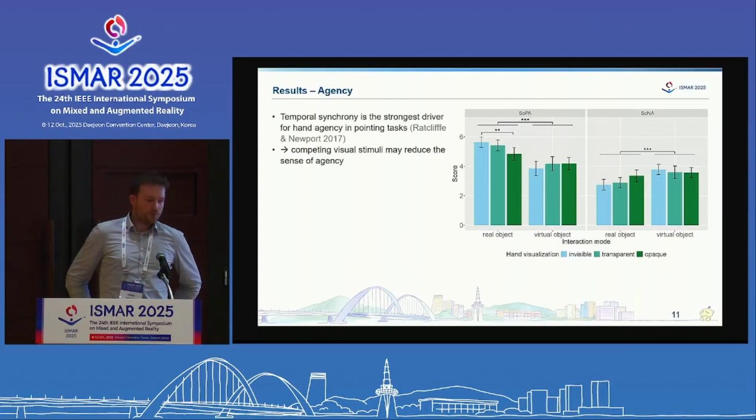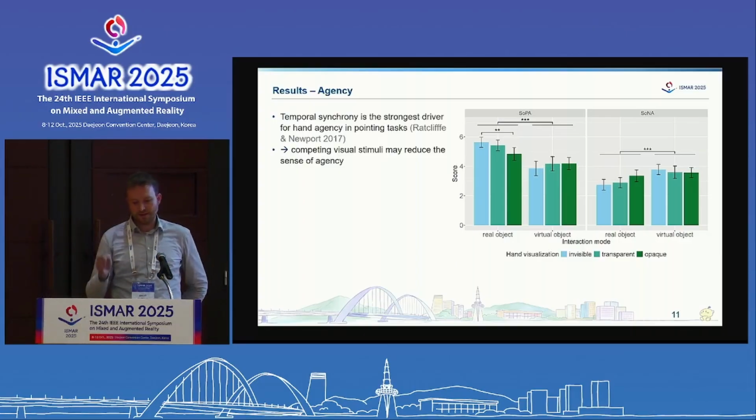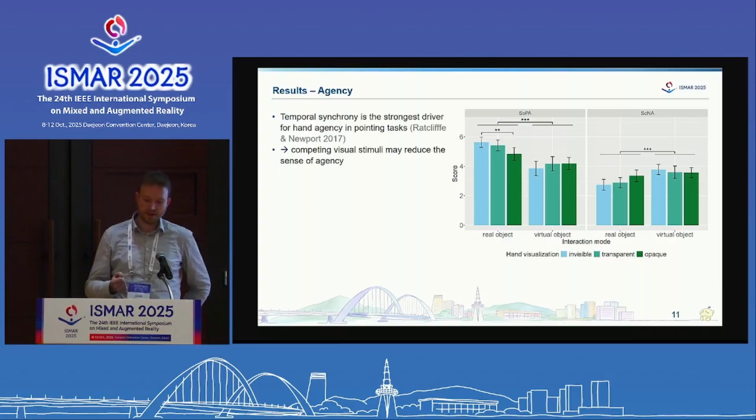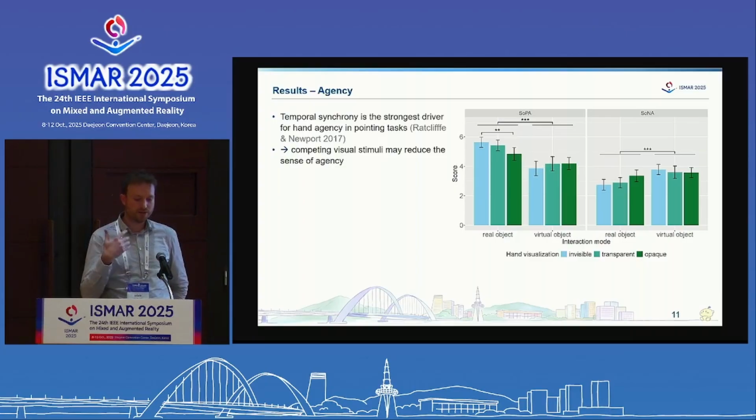Looking at the agency, we have two subscales. On the left the SOPA, sense of positive agency, and on the right the sense of negative agency. And here again, we see the differences between real and virtual objects, but also the difference between the invisible hand and the opaque hand, where the opaque hand had a significantly lower sense of positive agency when interacting with real objects. In another study, they said that competing visual stimuli may reduce the sense of agency. So we come to a similar conclusion here.